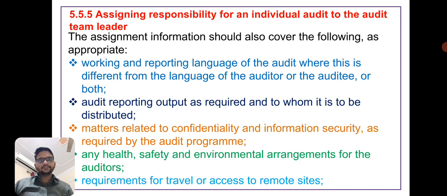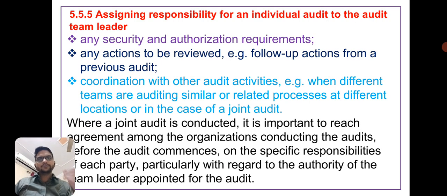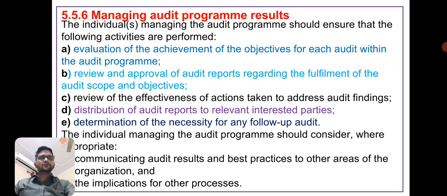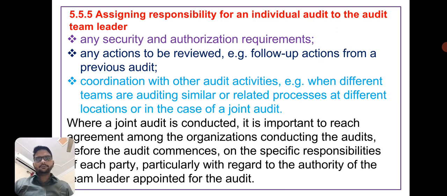The assignment information should also cover the following: working and reporting languages of the audit, where this is different from the language of the auditor and auditee or both. Audit reporting output as required and to whom it is to be distributed. Matters related to confidentiality and information security as required by the audit program. Any health, safety and environment arrangements for the auditor. Requirements for travel or access to remote sites.